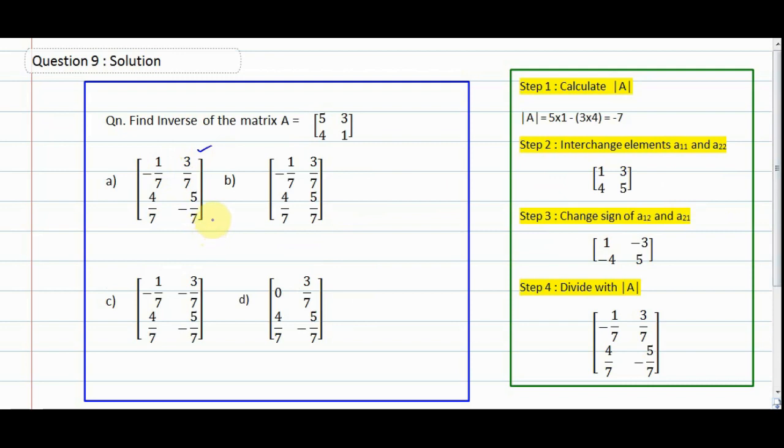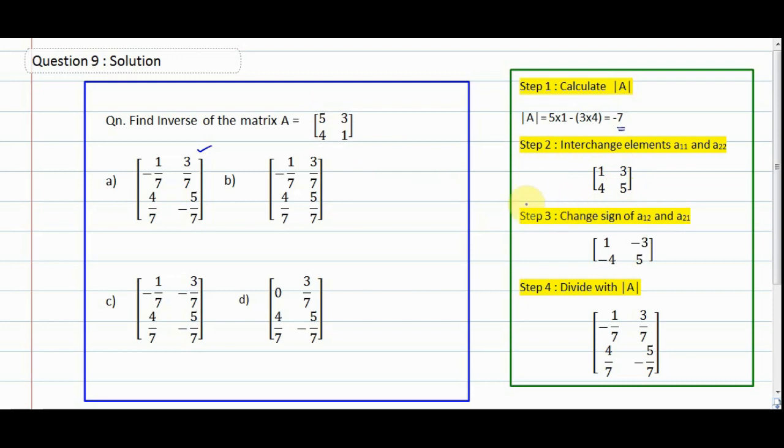Okay. So here as step number 1, we have to calculate determinant of the given matrix. So when you calculate determinant value, you will get it as 5 into 1 minus 3 into 4. So that is 5 minus 12, and we will get it as minus 7. Okay. Now step number 2 is to interchange elements A11 and A22. So main diagonal elements have to be interchanged. Here main diagonal elements are 5 and 1. So when you interchange their positions, we will get this new matrix. Here we will have 1 and here we will have 5.